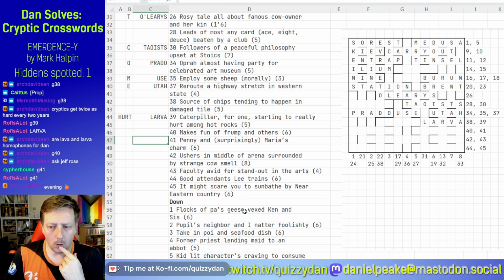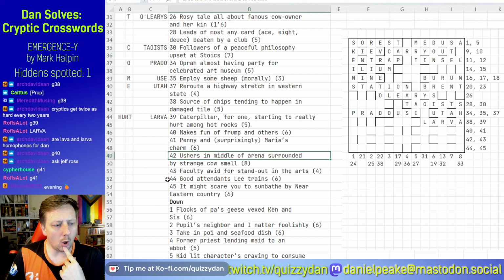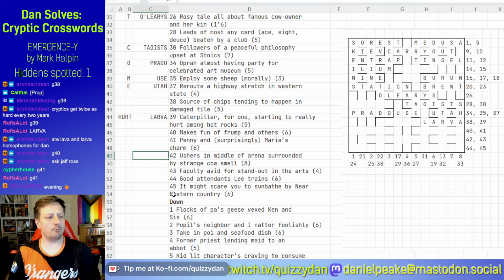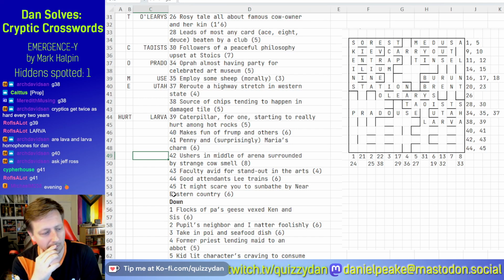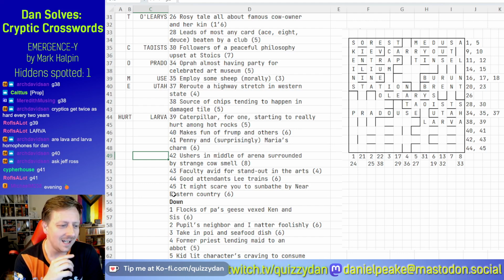Moving on. Ushers in middle of arena surrounded by strange cow smell. Let's read the whole clue. Ushers in middle of arena surrounded by strange cow smell. Ah, we were talking about that earlier, weren't we? Ushers in middle of arena surrounded by strange cow smell.